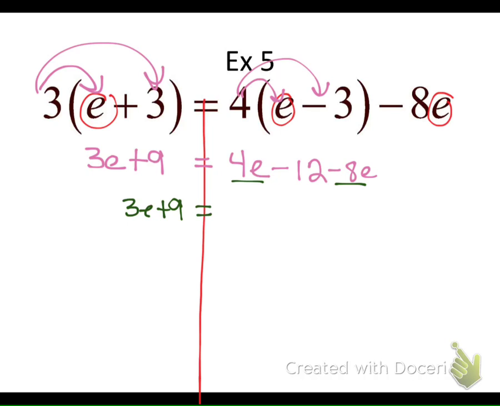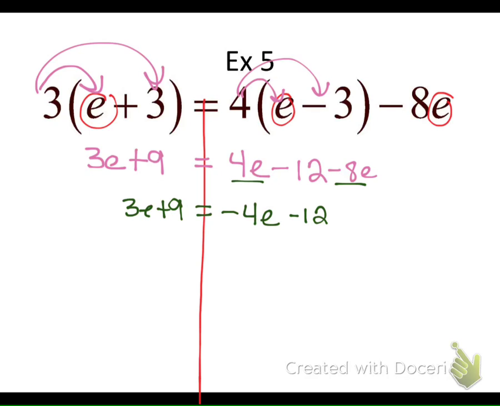So I'm going to work with the variable first. What's 4e minus 8e? Negative 4e. And then what do I bring on down? You bring your 12. What kind of 12 is that? A negative 12. Good. So I bring down my minus 12.